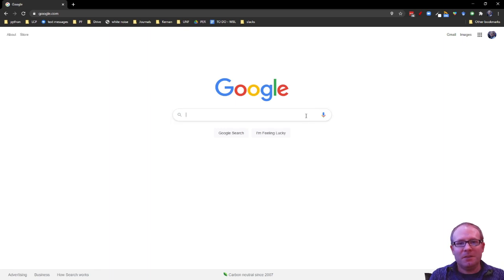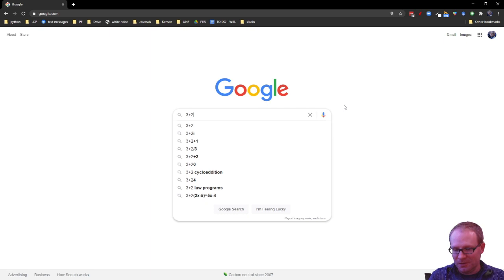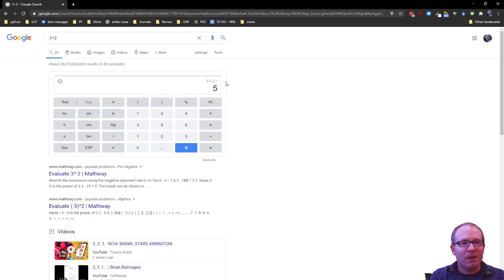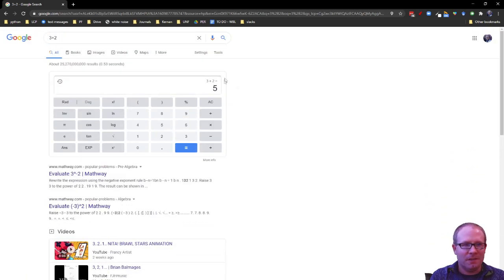You may have some experience with using Google as a calculator. If you type in 3 plus 2 into Google, you can press enter, and it will give you the answer right here, 5. And then there's usually some search results beneath that. We're going to just ignore those because it's giving us the answer up here. Now, it does have this built-in calculator like you're probably accustomed to seeing. I almost never use this thing because you can just type whatever mathy thing you need into the search bar on Google, and it will calculate it for you.